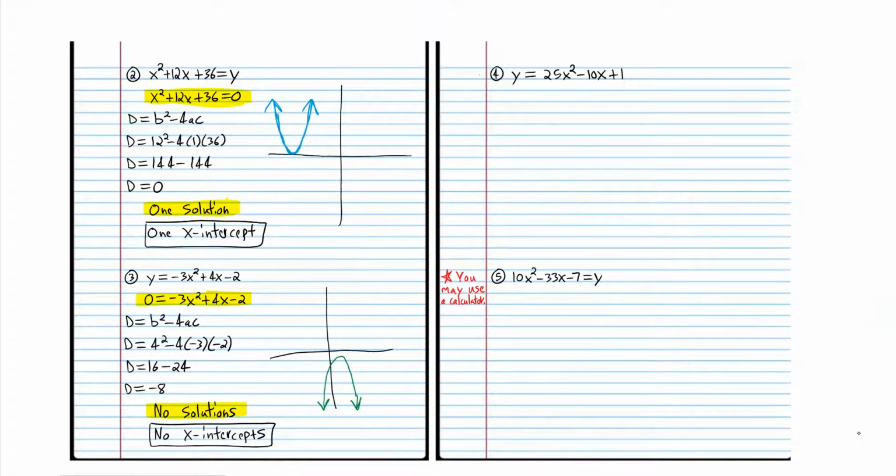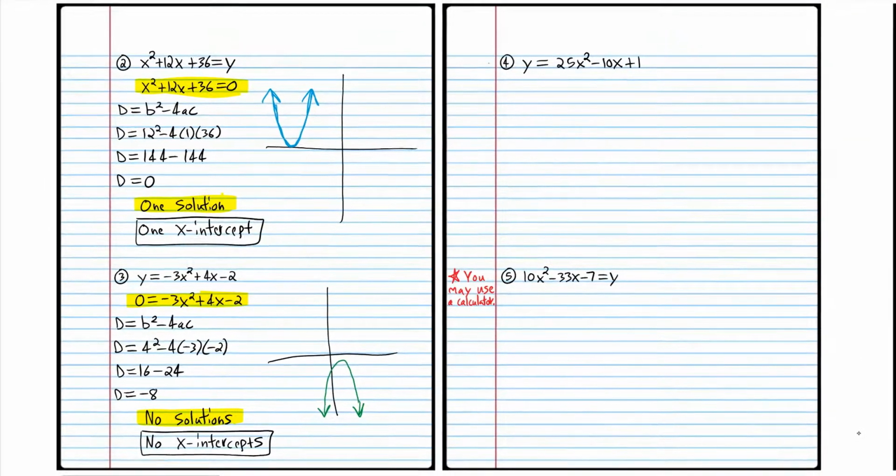Okay, it's time for you to try. Again, you're trying to find the number of x-intercepts. It's either going to be 0, 1, or 2, and you're going to use the discriminant, this expression in green over here, to figure that out. So try number 4, and when you come back, we'll do it together.